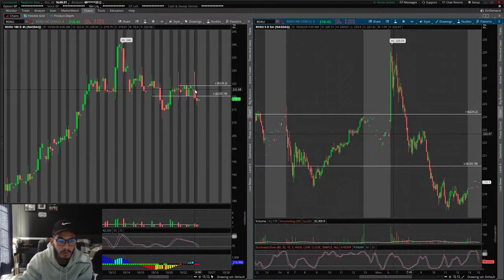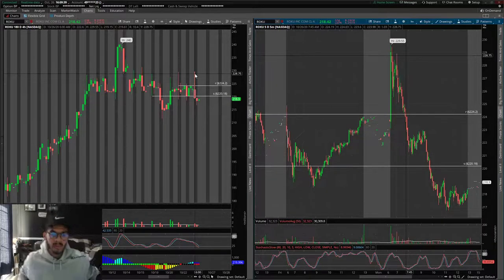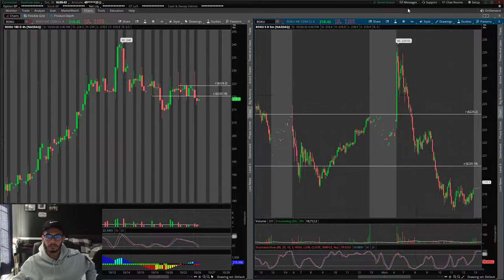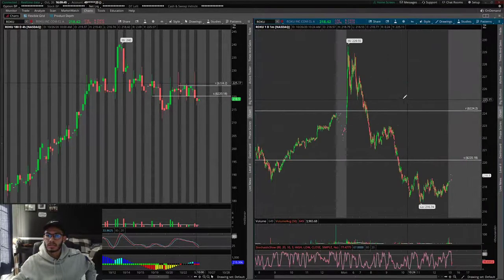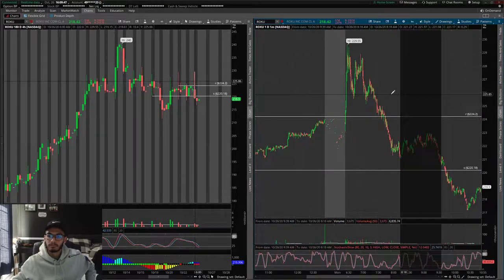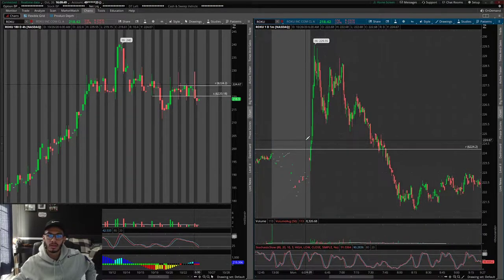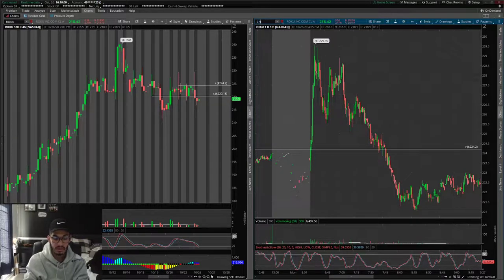Same thing with Roku. It was essentially a huge green candle at first, and sellers eventually stepped in to bring price lower, breaking below this 220 level. So we can see how that looks on the 1 minute. You could have caught some good upside move on Roku, but eventually it did fade for the rest of the day. What are we at? 31 minutes. All right, I'll do a couple more examples and then I'll call it a video.